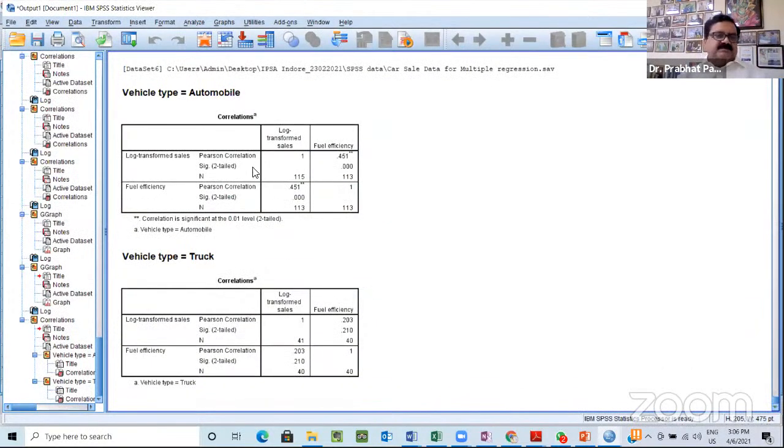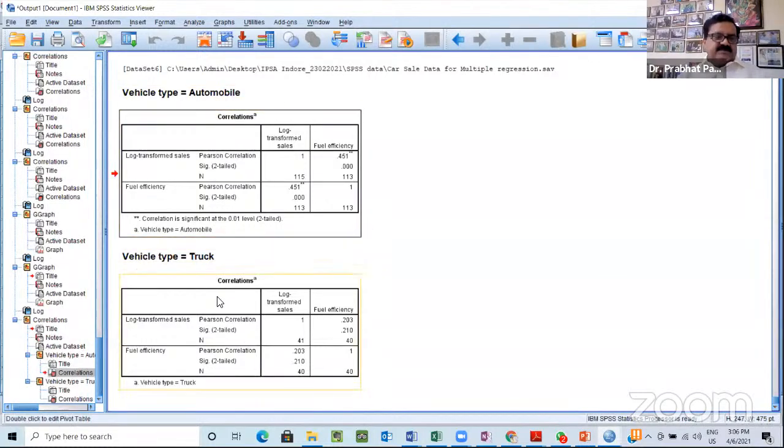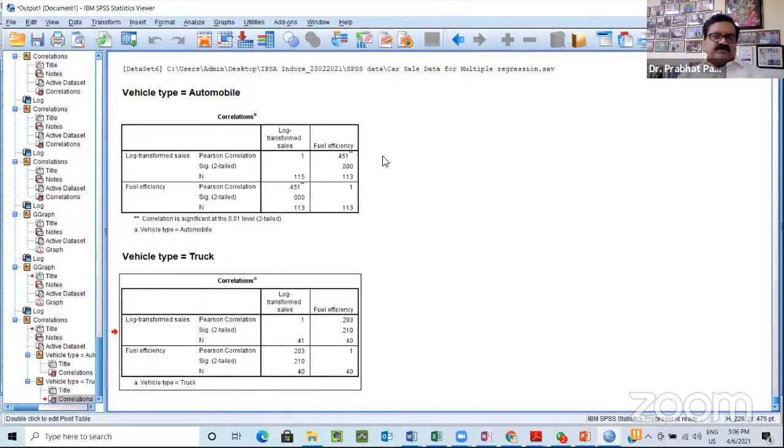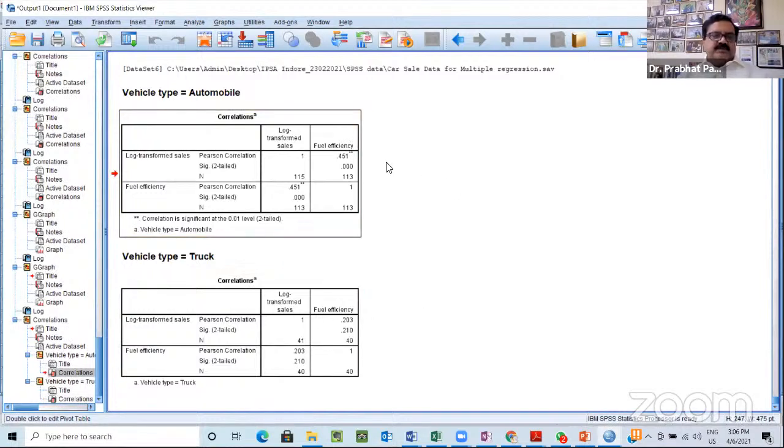So here, the vehicle type is automobile. And this is the correlation, and this is the vehicle type truck, and this is the correlation. So if you look at the automobile, the correlation is 0.451, and this is significant. So it's positive, moderately positive, and significant.